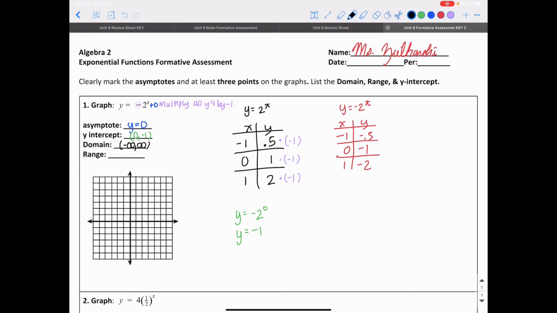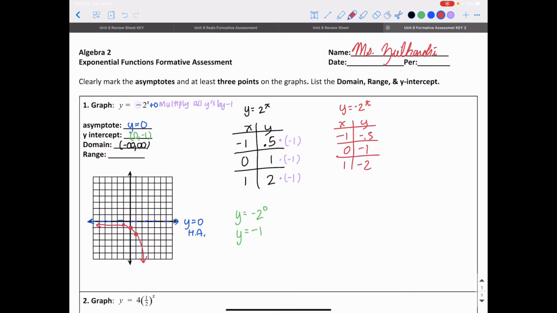I'm going to graph to see for the range, but first I'm going to plot my horizontal asymptote. And that's y is equal to 0. And then I'm going to plot these points. So I have negative 1 and negative 0.5. I have 0 and negative 1, and I have 1 and negative 2. I'm going to connect these, making sure I approach but don't touch the x-axis.